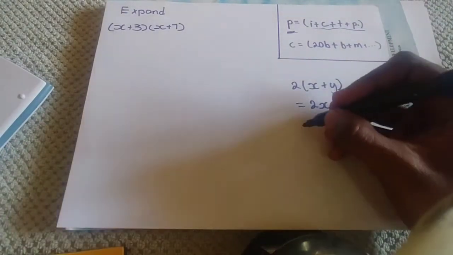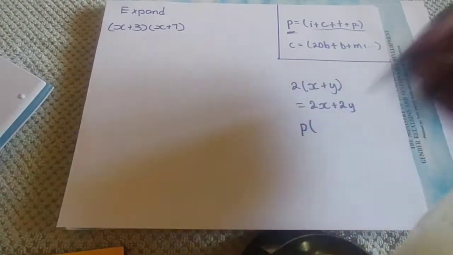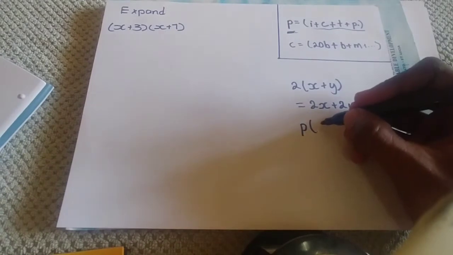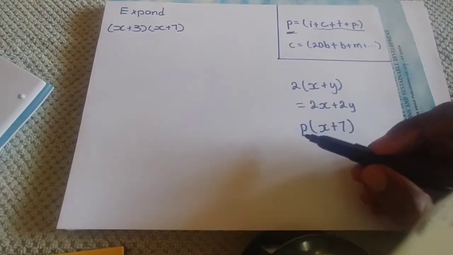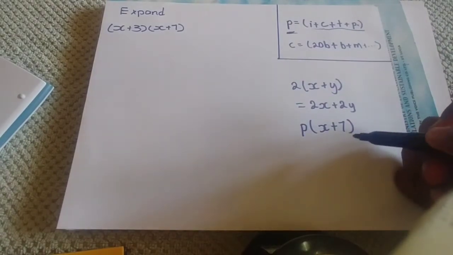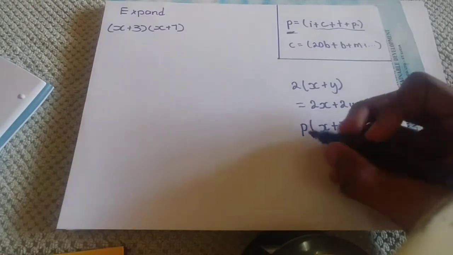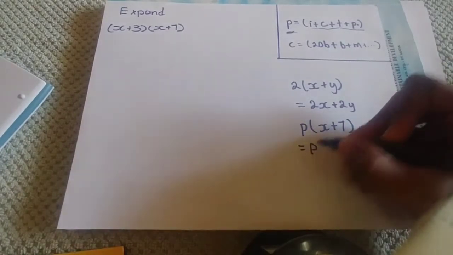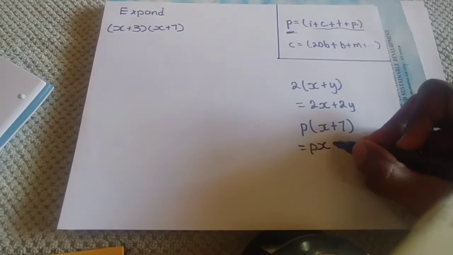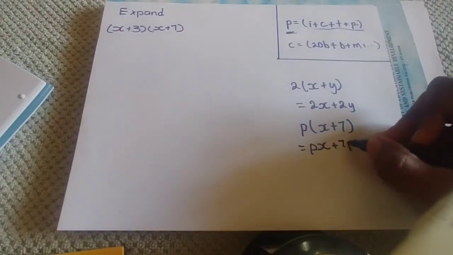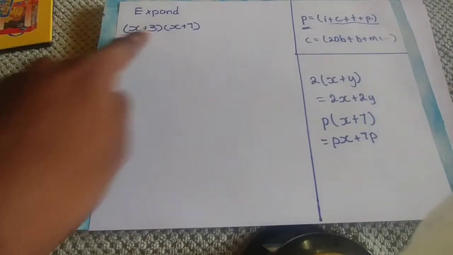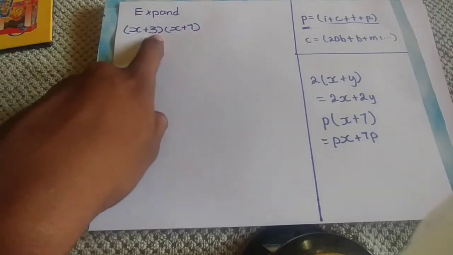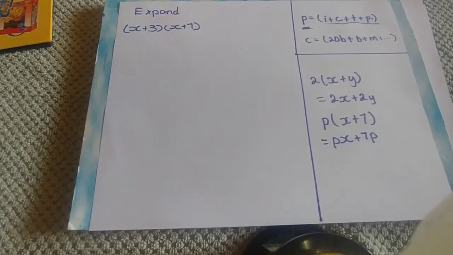Same concept. If you have p on the outside, and then we have, let's say, x plus 7, we take what's on the outside and you multiply it by everything inside. So that's px, and p times 7 is 7p. Okay, so now back to this. So now we have x plus 3 and we have x plus 7, and we want to use the concept of distributive law to expand this.